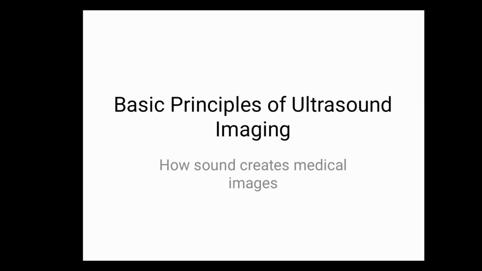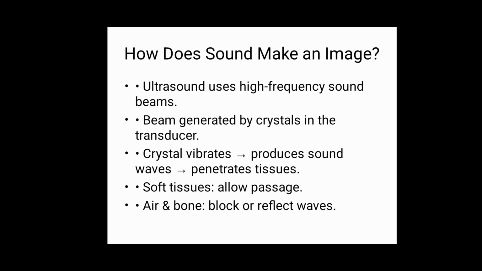Basic principle of ultrasound imaging. How does sound make an image? Diagnostic ultrasound uses a high frequency sound beam to generate an image of internal structure of the body along the trajectory of the beam. The beam is created by passing an electric charge through a crystal located in the transducer, causing the crystal to change shape and produce a high frequency sound wave, ultrasound.